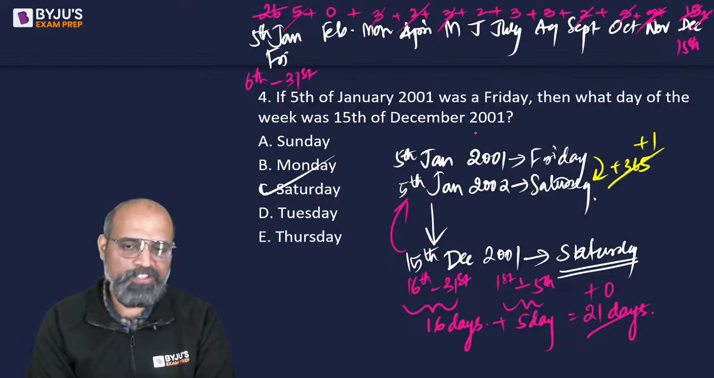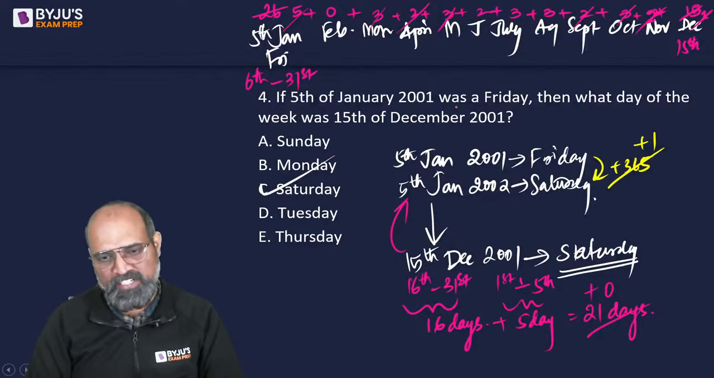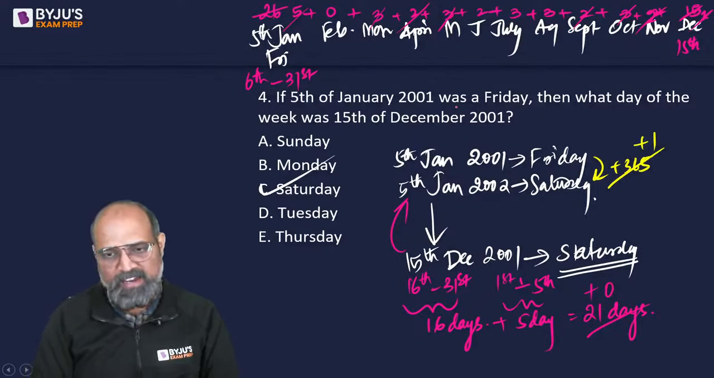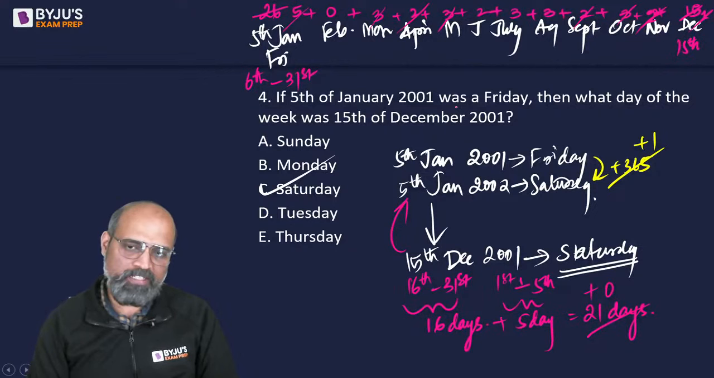Hold on. If 15th of December is Saturday and we need to move to 5th of Jan, that is 21 days ahead. December was 16 days and 5th of Jan was 5 days, so 21 days.